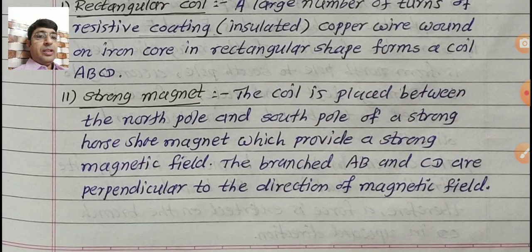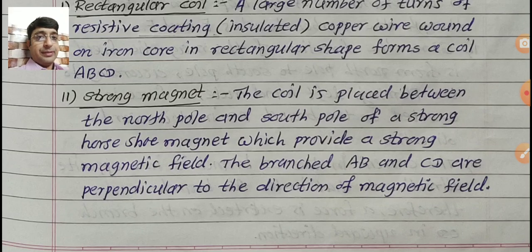Second component is a strong magnet. The coil is placed between the north pole and south pole of a strong horseshoe magnet which provides a strong magnetic field. The branches AB and CD are perpendicular to the direction of the magnetic field. This magnetic field is present between the 2 poles of the horseshoe magnet, and our coil sides AB and CD are perpendicular to it.